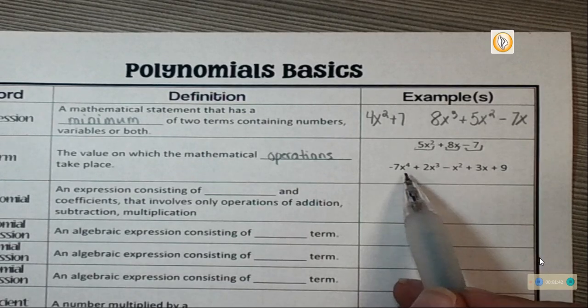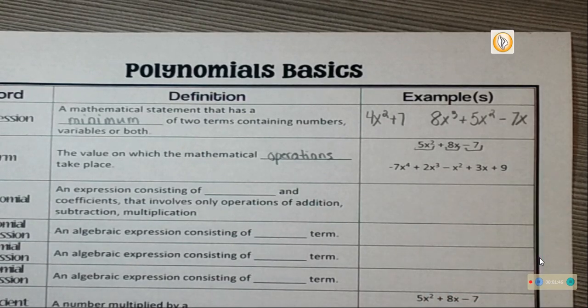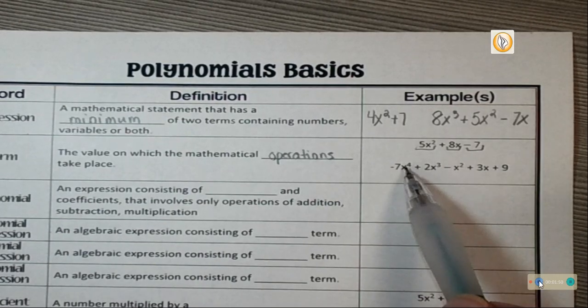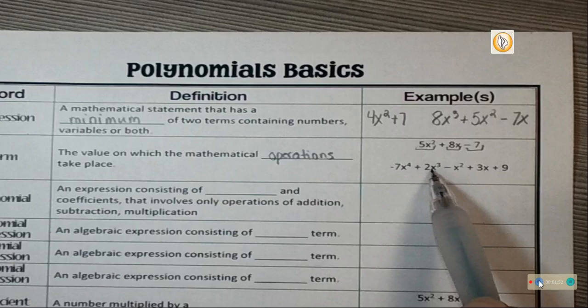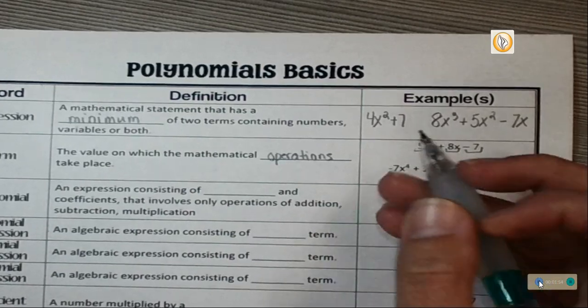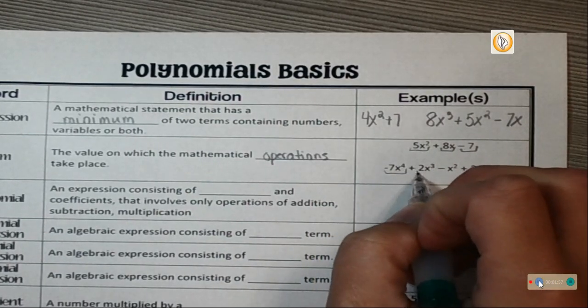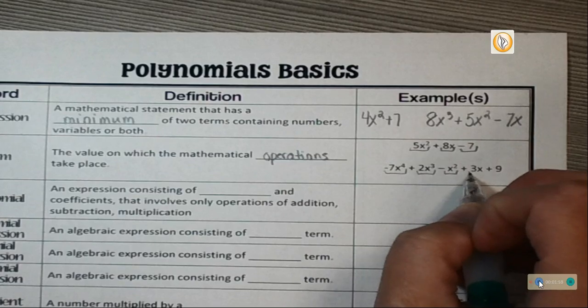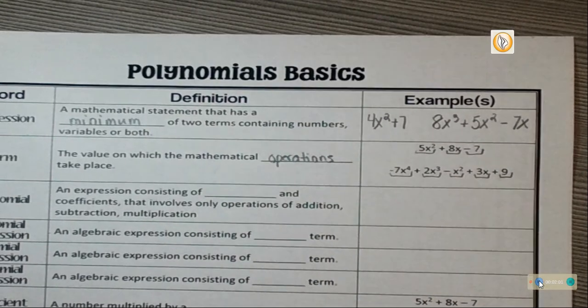So I want you to look at this example. And in your brain, I want you to figure out how many terms are out there real quick. All right, so how many terms does this one have? 1, 2, 3, 4, 5. So the little piece that's getting added and subtracted together, those are your terms.